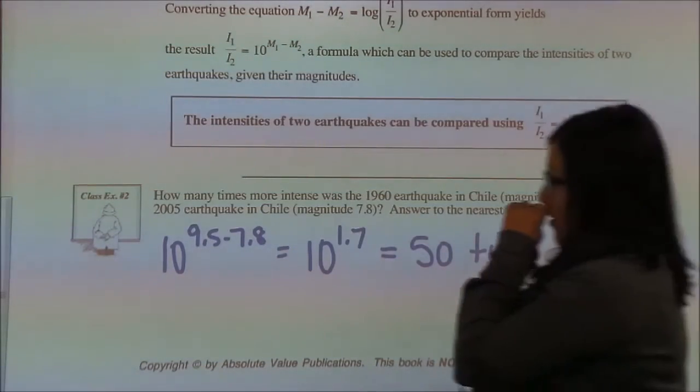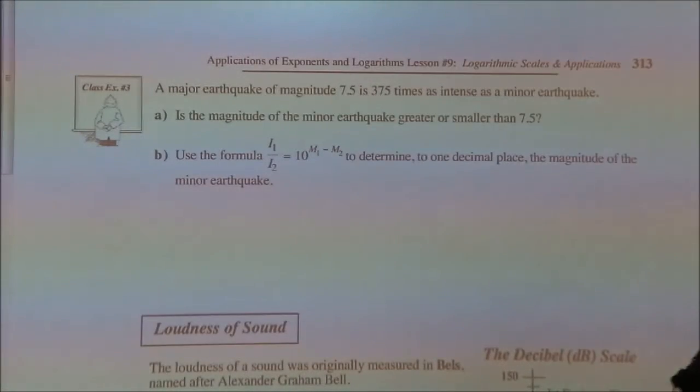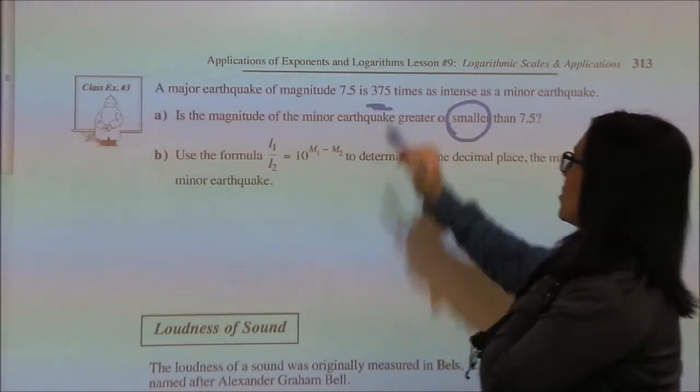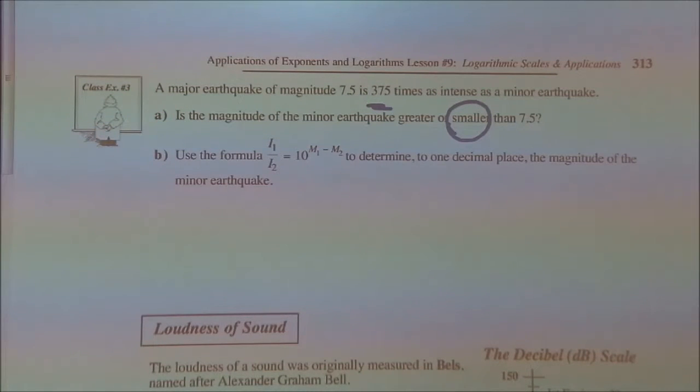So we're going to look at class example number 3. A major earthquake of magnitude 7.5 is 375 times as intense as a minor earthquake. Is the magnitude of the minor earthquake going to be greater or smaller than 7.5? Read the statement again. A major earthquake of magnitude 7.5 is 375 times as intense as the minor earthquake. So will the magnitude of the minor earthquake be more or less than 7.5? Less than, because this number is bigger than 1. If it was smaller, then it would be a fraction times intense.